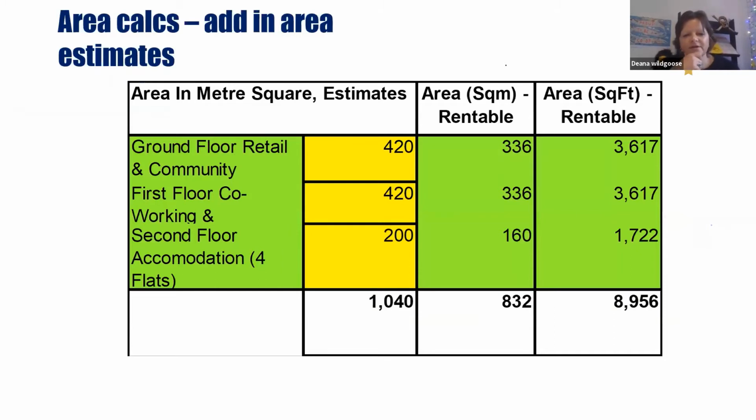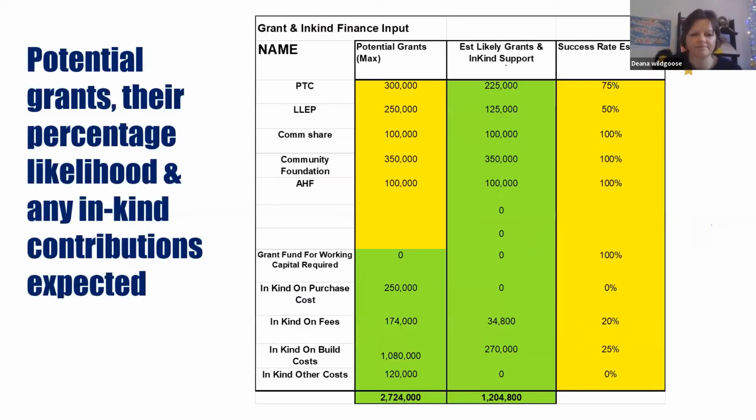You can also, on this one, you'll see the yellow, that's adding in the area. So you just add in the area and it will automatically calculate the rentable square meter area and the rentable square feet area for you.